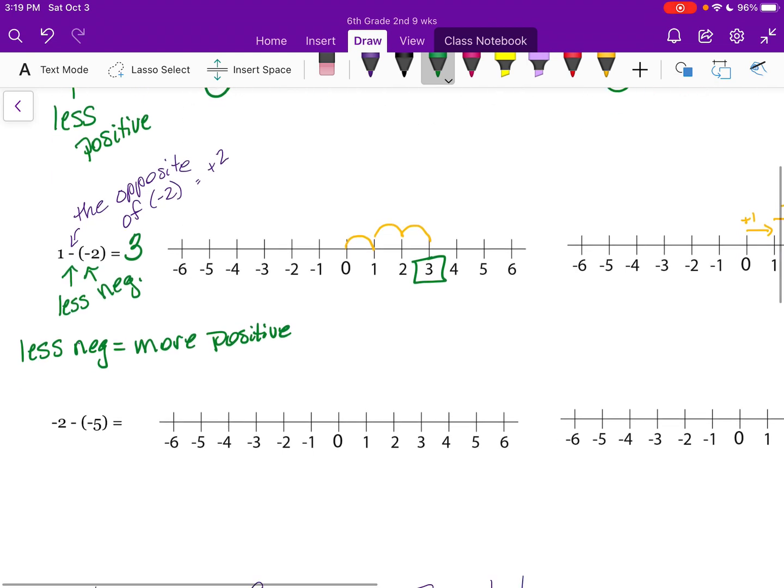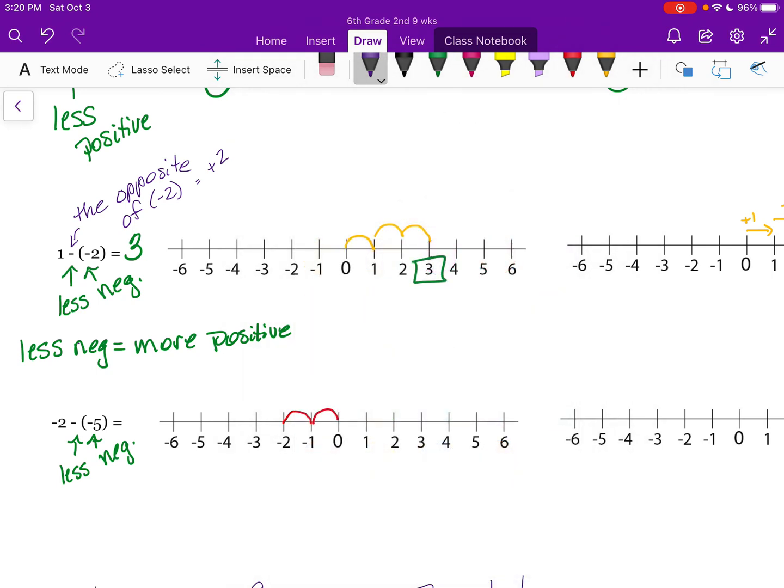Let's do one more together. So -2 minus -5, -2 minus -5. So I'm going to go ahead and jump to my -2. And then I'm going to think, I'm getting less negative. So remember, if we're getting less negative, that means we're getting more positive. So instead of going to the left, we're going to go to the right.